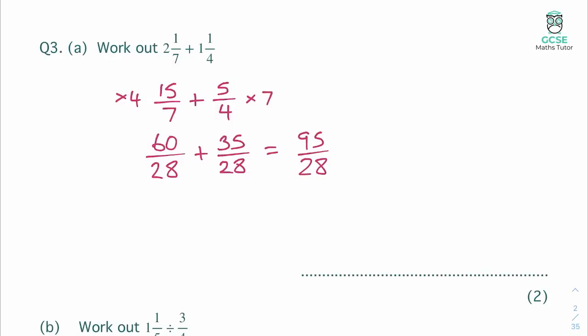Now this question here doesn't say to write it as a mixed number or to simplify it or anything like that, so we can leave it as 95 over 28. Of course, you wouldn't be wrong to write it as a mixed number and try and simplify if it does simplify, but you're not going to gain any marks for that because it doesn't ask you to, so it's fine to leave your answer there as 95 over 28.